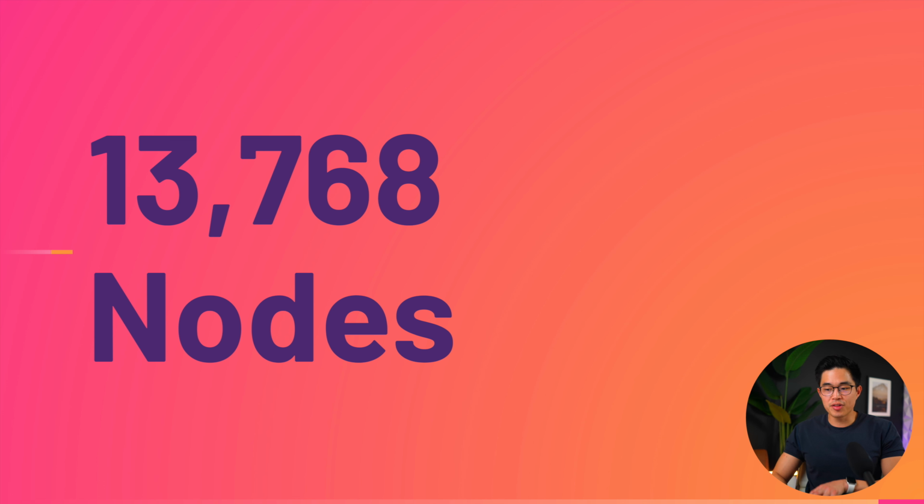Right now, there are about 13,768 nodes in existence. So again, it just goes to show how secure the blockchain is because for someone to hack into the network, they would have to have over 51% of the computing power, which is basically impossible.